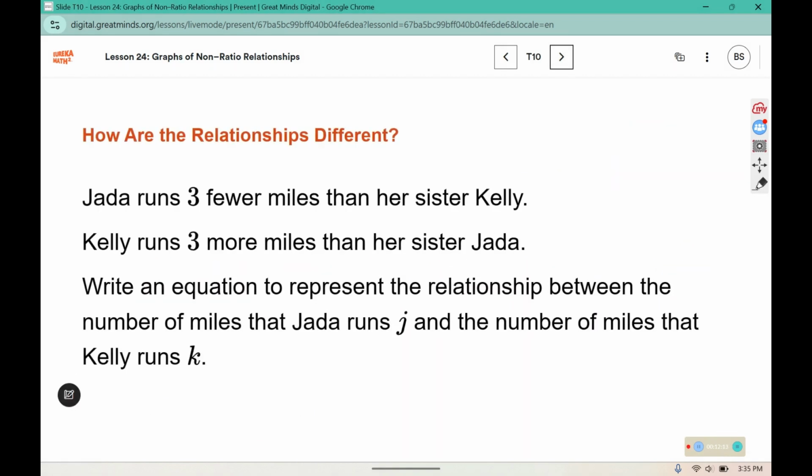Jada runs 3 fewer miles than her sister Kelly. Kelly runs 3 more miles than her sister Jada. Write an equation to represent the relationship between the number of miles that Jada runs and the number of miles that Kelly runs. Well, there are 2 different possibilities depending on which way you approach it.